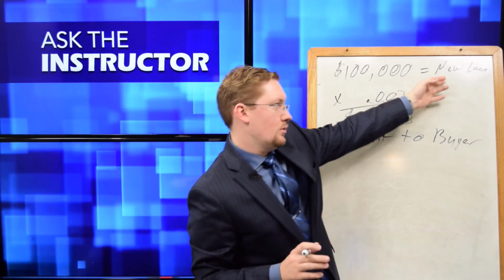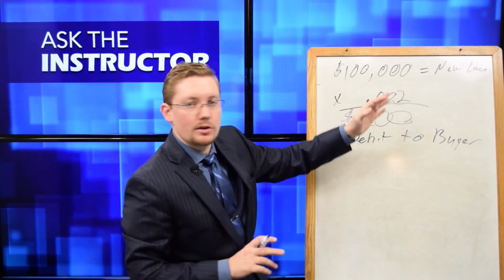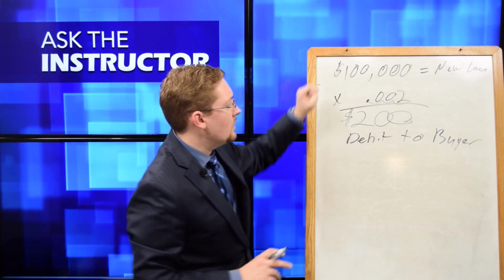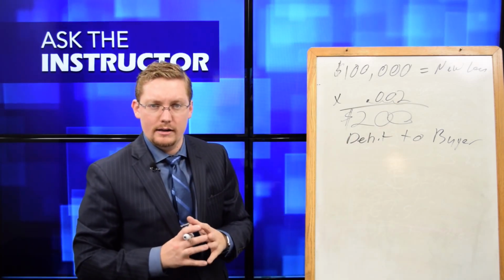You just have to make sure it's the new mortgages. If it says there's a $100,000 new mortgage and a $200,000 assumed mortgage, we don't care about the assumed mortgage. We only are charging this based on the new mortgage.